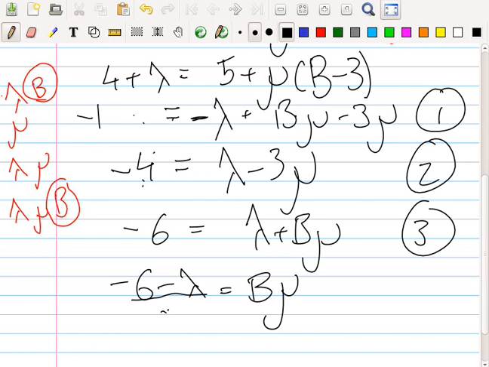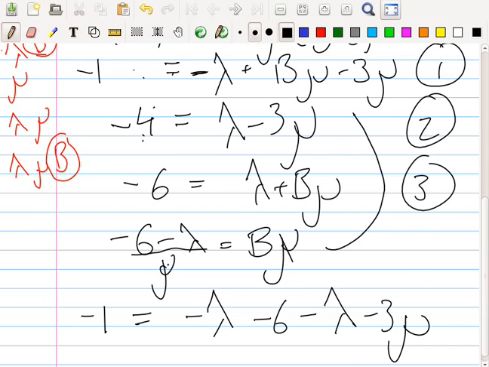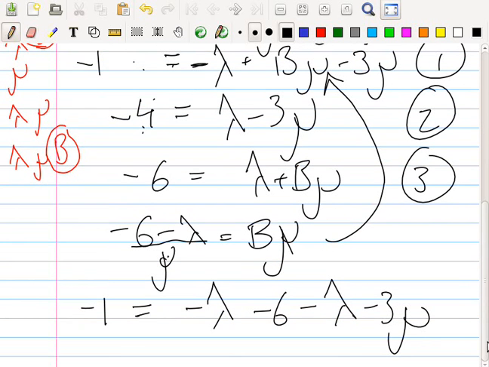Put in 1. But what's in 1? B mu. And what have I got here? Same thing. B mu. If I divide by the mu, that's okay, because when I put it in here, what will happen with the mu's? They'll cancel. So it doesn't really matter what way you do it, but you'll end up getting minus 1 equal to minus lambda minus 6 minus lambda minus 3 mu when I substitute that in here. And then rewrite in number 2. Minus 4 equals lambda minus 3 mu.